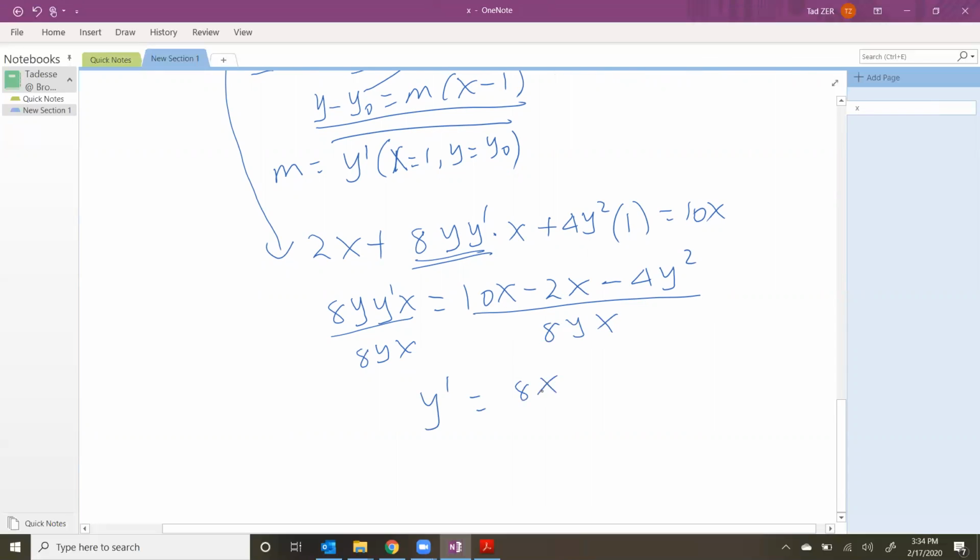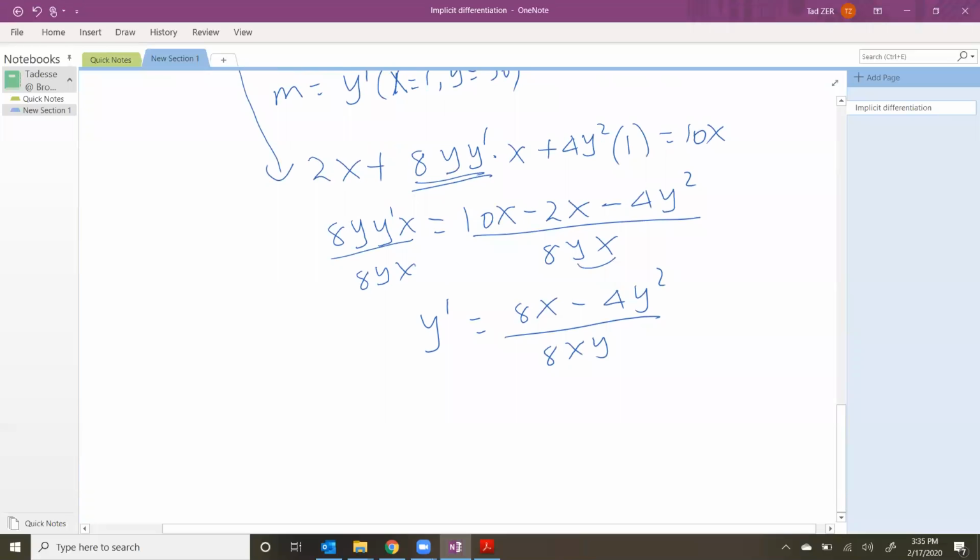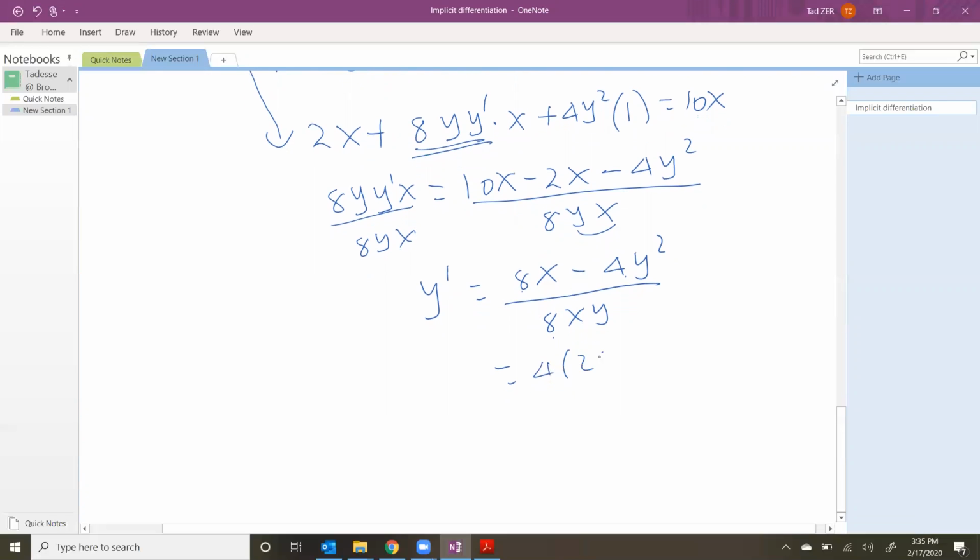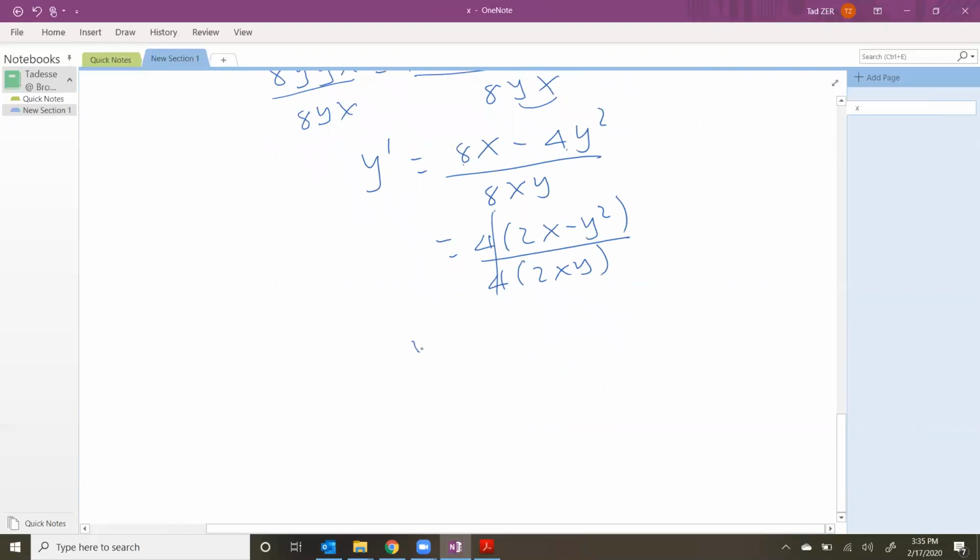By the way, this is 8x minus 4y squared divided by 8xy squared. I'm just switching them, it doesn't matter. Anyways, now you see 8, 4, 8. 4 is a common factor, right? So I'll factor 4, that will give me 2x minus y squared divided by 4 times 2xy. I'm factoring 4, so this cancels out. So y prime will be what? 2x minus y squared divided by 2xy. So I have the value of y prime.